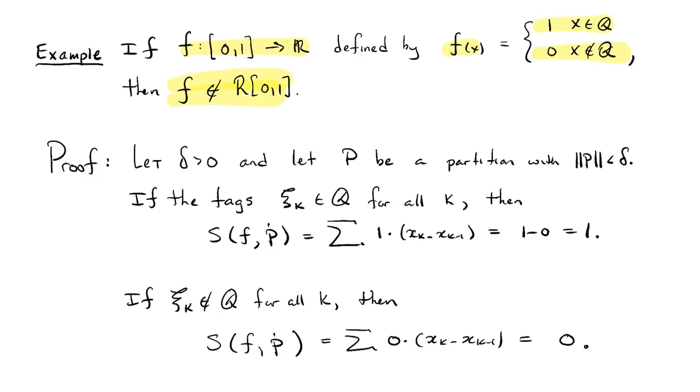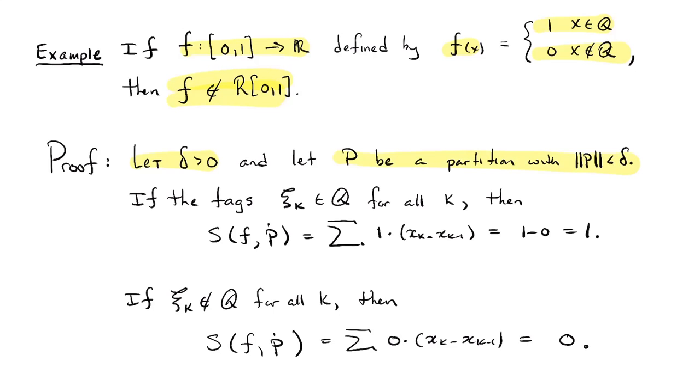Okay? So how am I going to show that something is not integrable? Well, I have to show that it cannot satisfy the definition of Riemann integrable. So let's take some delta. Take some delta and take some partition whose norm is less than delta. Any partition. So partition the interval from 0 to 1 into a bunch of subintervals.